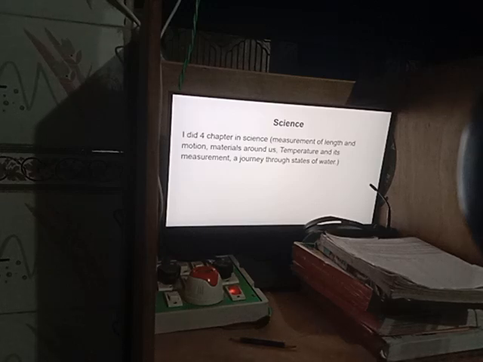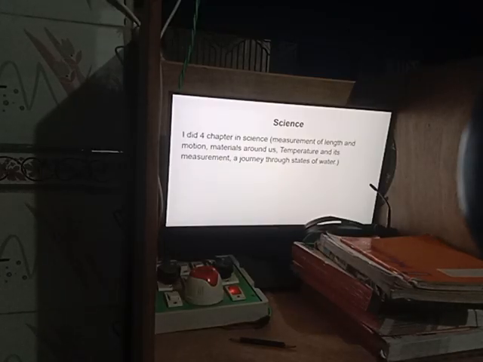And one more thing I learned: the temperature of a human being does not go below 35 degrees Celsius or above 42 degrees Celsius as per the Celsius scale, because in the Fahrenheit scale its normal degree is 98.6 degrees Fahrenheit. So mainly in this chapter they talk about the thermometer, types of thermometer, and types of scale. After that they tell about a journey through states of water.